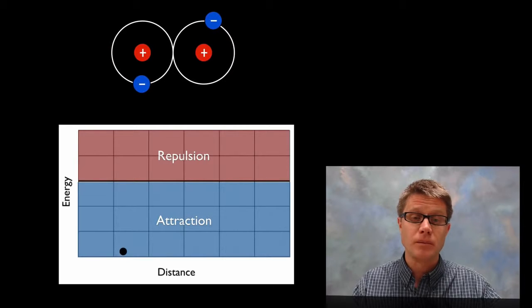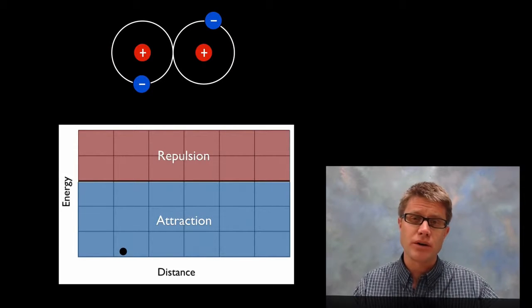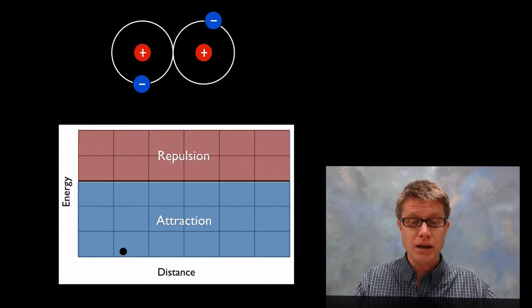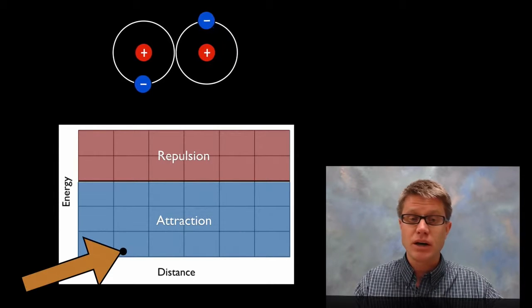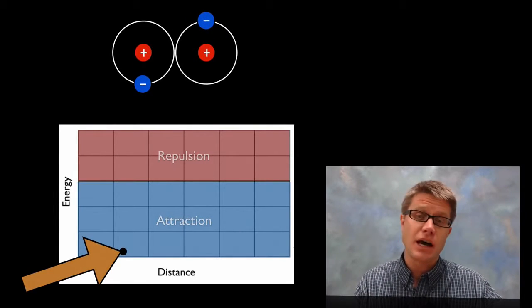And so we can find what's called that Goldilocks point, where they're not too close, not too far away, and we're going to have the highest amount of energy right here. And they're just going to kind of vibrate at that space.